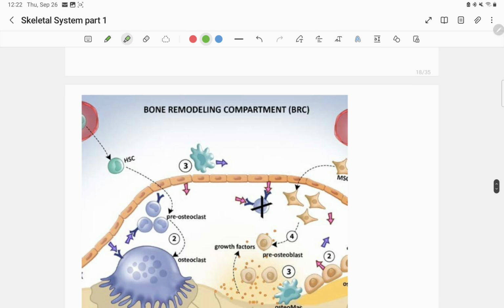Okay, and our bones are constantly under remodeling. You don't just grow bone and that's it. Once you turn 18, your bones don't just stop growing, stop remodeling or working or whatever. They're constantly remodeling.